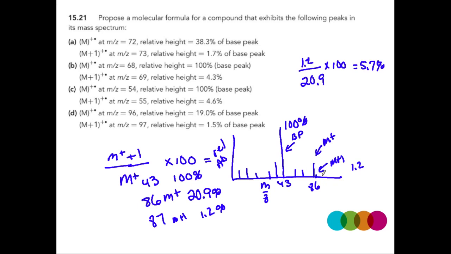But that doesn't tell me exactly how many carbons I have in the molecule. To get the number of carbons, I need to divide that by 1.1, and that comes out to 5.2. Well, I can't have a fractional number of carbons in my molecule, so I have to say that's about 5. So I'm going to round that to about 5 carbons.